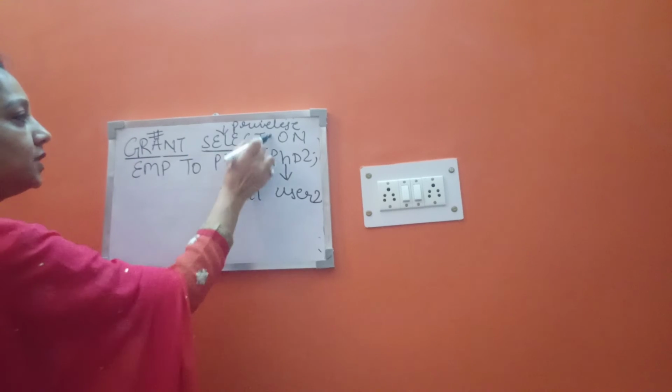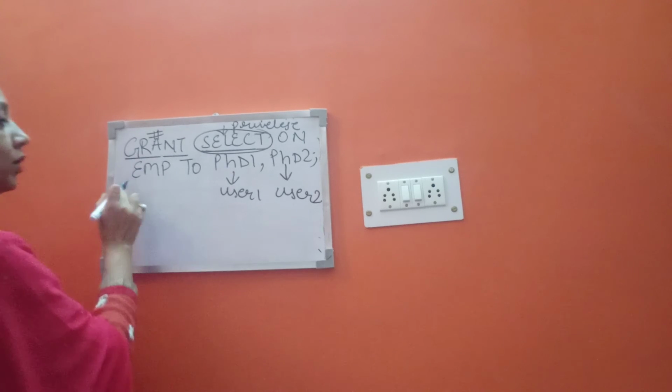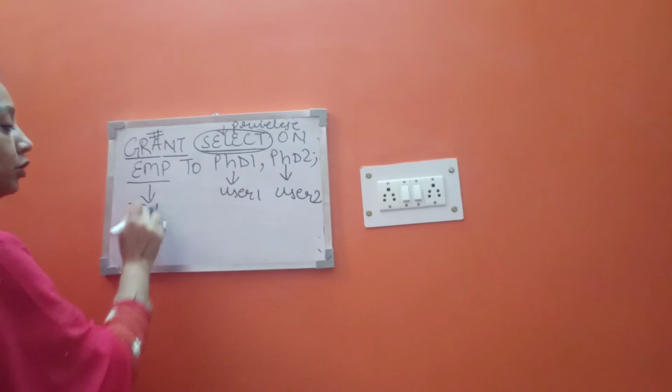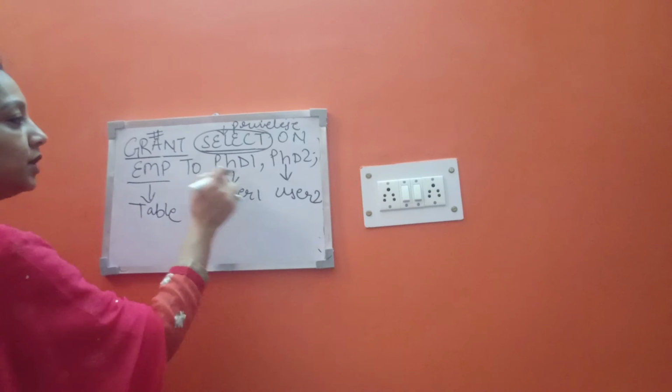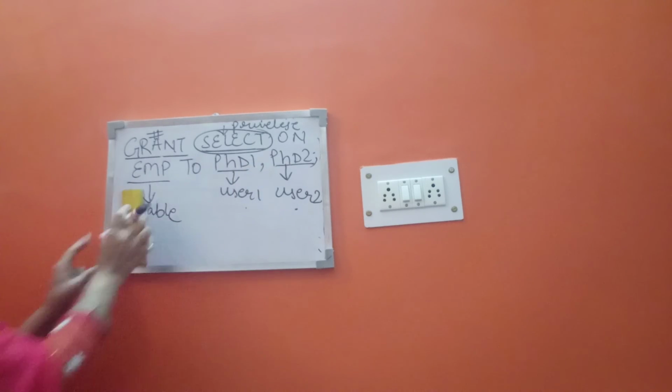What are the privileges? Select. Only select is allowed for these users. On which particular table? On the employee table. Now to which users? To user PhD1, which is the first user, and user PhD2, the second user.